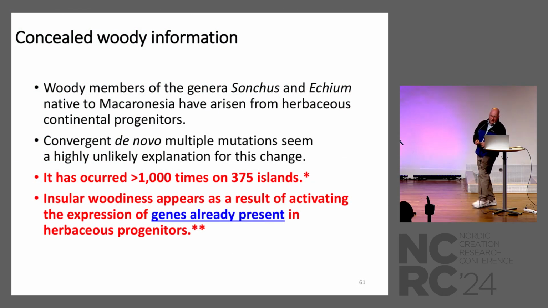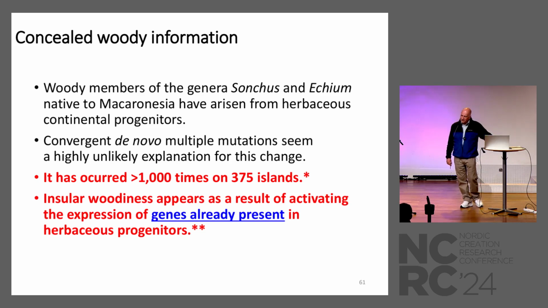Woody members of the genera Sonchus and Echium, native to Macaronesia, have arisen from herbaceous continental progenitors. Convergent de novo multiple mutations seems a rather unlikely explanation for this change, because it's occurred more than 1,000 times on 375 islands, not in the same species, in all sorts of different species. Insular woodiness appears as a result of activating expression of genes already present in herbaceous progenitors. And that's the statements of the botanist studying this.